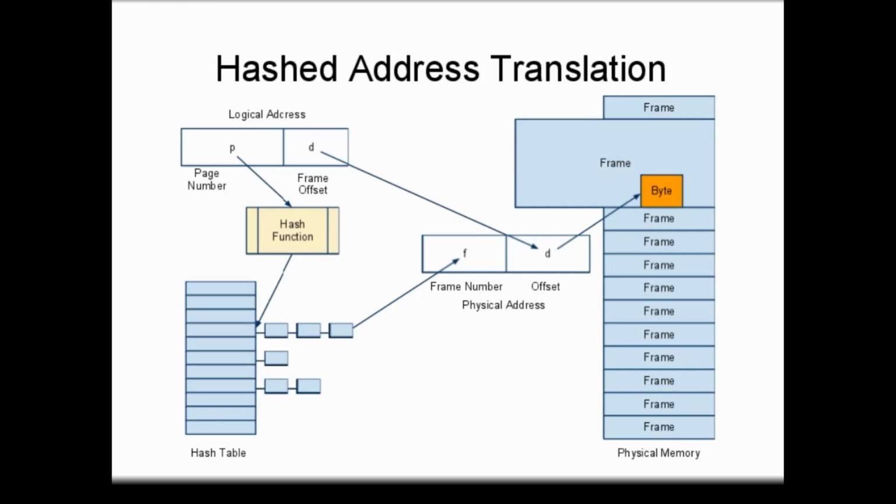Translating a logical address to a physical address with a hashed page table begins by hashing the page number p. Hashing is accomplished using a hash function, which may be implemented in hardware for high performance. The hash value returned by the function gives the location in the hash table where the inner page table may be found. A linear search of the inner page table is performed to locate the frame number. Once the frame number, f, is obtained, it is joined with the offset, d, to give the hardware address.